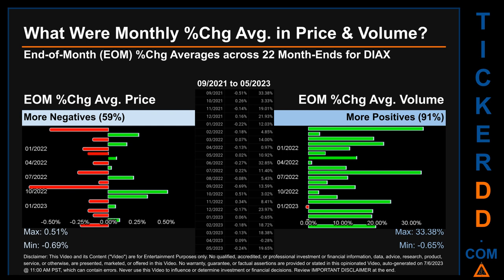From 09/2021 to 05/2023, out of 22 month ends, 13 had a negative percentage change in average price. Meaning 59% of month ends saw a negative percentage change in average price. In terms of volume, 20 out of 22 month ends had a positive percentage change. That is 91% of month ends saw a positive percentage change in average volume. Price saw an end-of-month max of 0.51% in average percentage change along with a minimum of -0.69%. For volume, the maximum and the minimum monthly percentage change were respectively 33.38% and -0.65%.